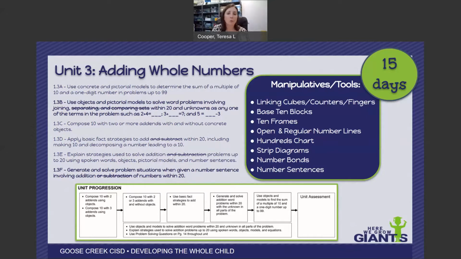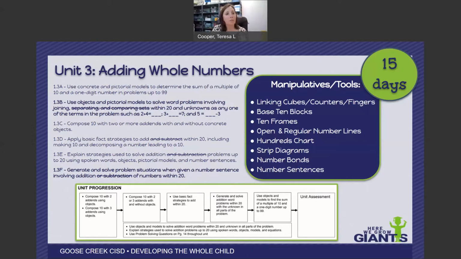and I've given you some examples there as well. Then we'll do 1.3c, where we're composing 10 with 2 or more add-ins. So it's not always going to be just 2 numbers added together to equal 10, and that's with and without concrete objects. Another supporting standard, 1.3d, this is where we're understanding our basic fact strategies. Again, just adding right now within 20, including making a 10 and decomposing a number leading to a 10. We'll talk about what that means.